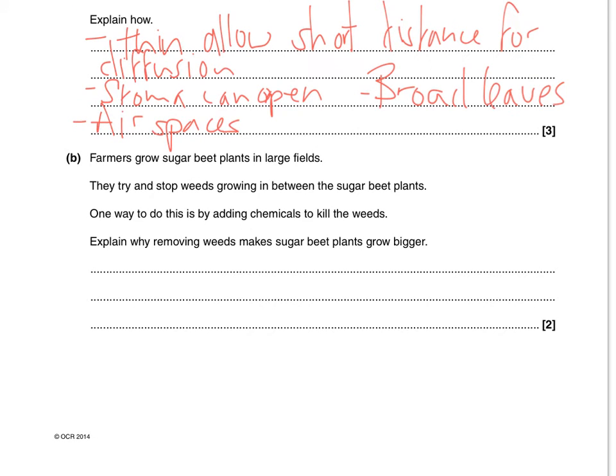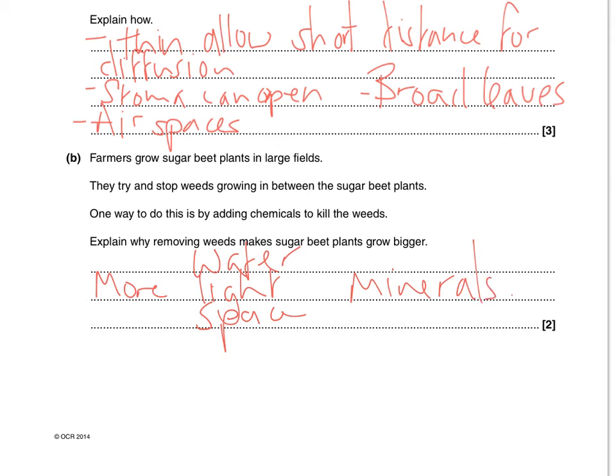Farmers grow sugar beet plants in large fields. They try and stop weeds growing in between the sugar beet plants. One way to do this is by adding chemicals to kill the weeds. Explain why removing weeds makes sugar beet plants grow bigger. So really easy question, this one, guys. All you need to say is what those weeds would be taking away from the sugar beets. So if you take those weeds out, there's 4 things that you could say: more water, more light, more space, and more minerals. Just 2 of them and you'll get your marks.